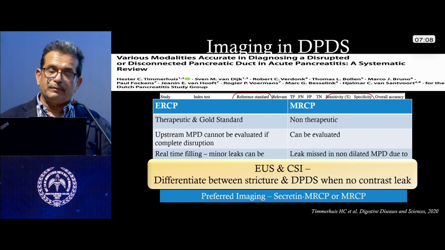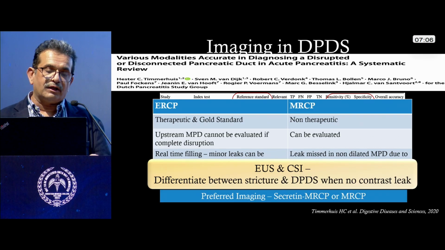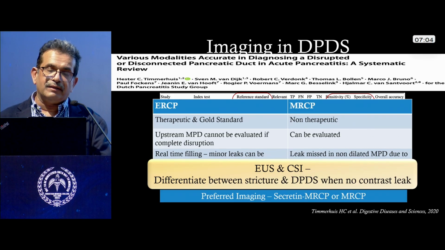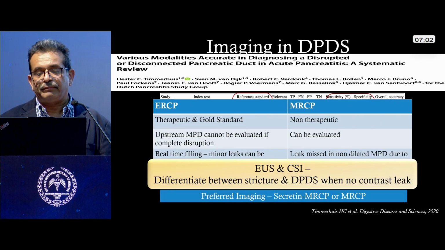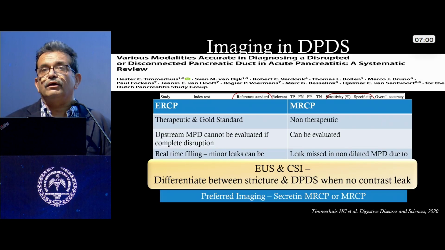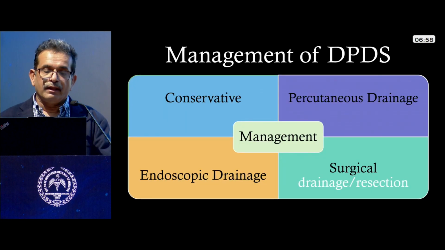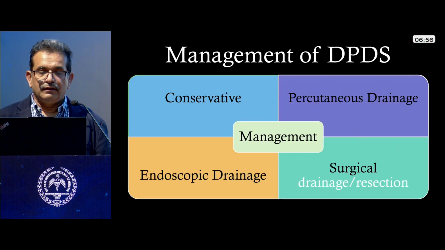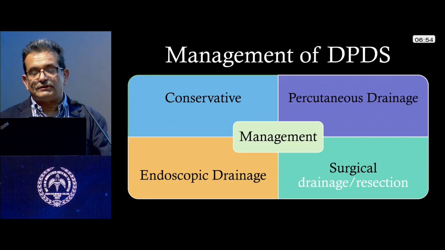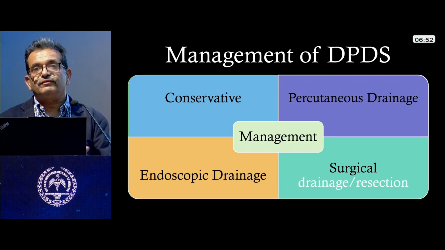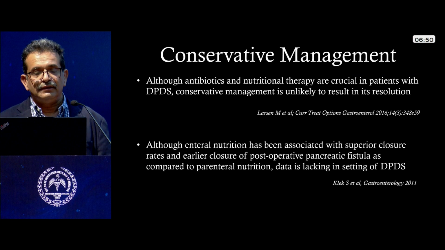And we can also perform an EUS along with the cross-sectional imaging to differentiate between a stricture and a disconnected pancreatic duct when there is no contrast leak which is evident. Coming to the management, so we have conservative approaches, percutaneous drainage, endoscopic as well as surgical drainage or resection. So in general, conservative management has very limited value.